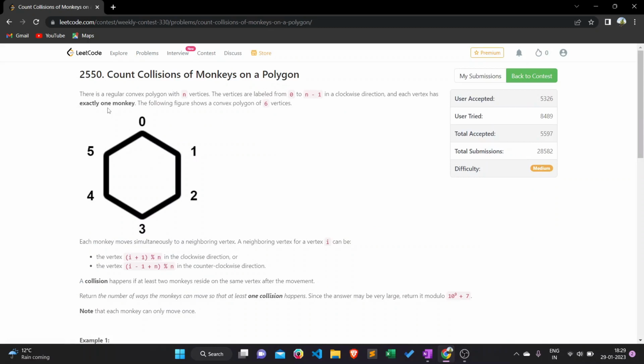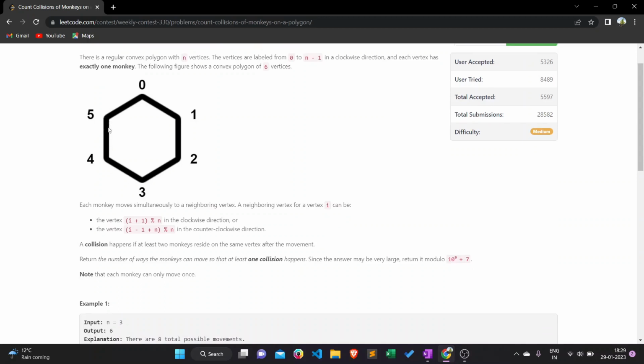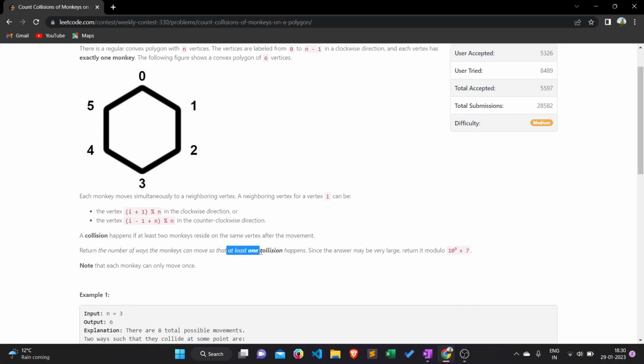In this problem you are given n vertices of a regular polygon, numbered from 0 to n minus 1, and at each vertex there is a monkey which can jump either to the right neighbor or to the left neighbor. You have to return the number of ways the monkeys can move so that at least one collision happens, that is, the number of collisions is 1 or more. A collision is defined as at least two monkeys residing on the same vertex after the movement.